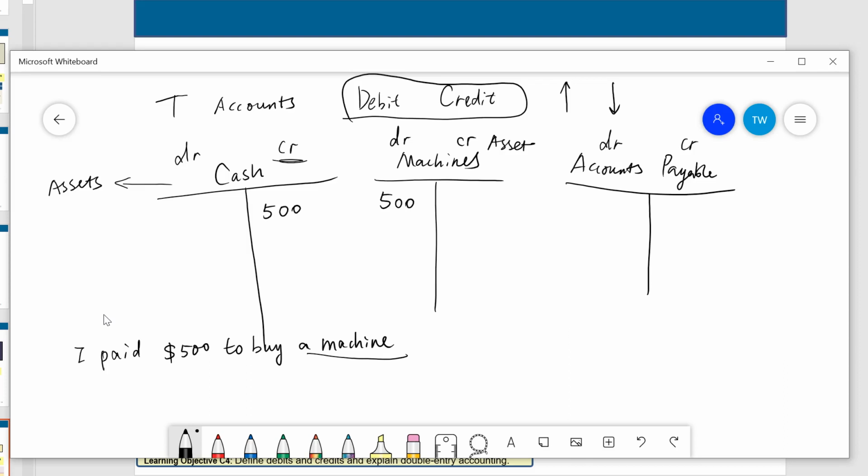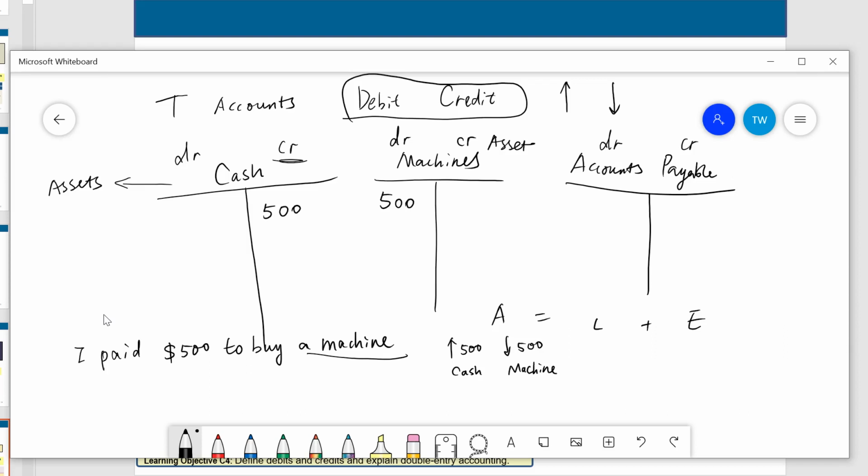So if we look at our accounting equation, A equals L plus E, short for assets equals liabilities plus equity, for assets, I have a decrease of $500 for cash, and I have an increase of $500 for machine.